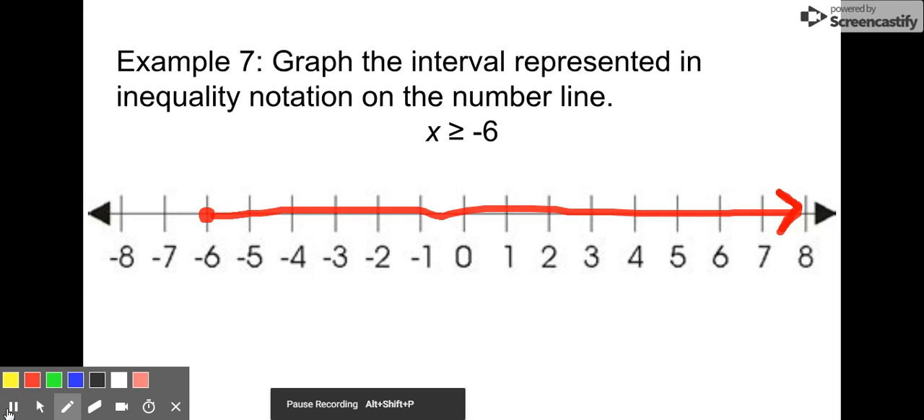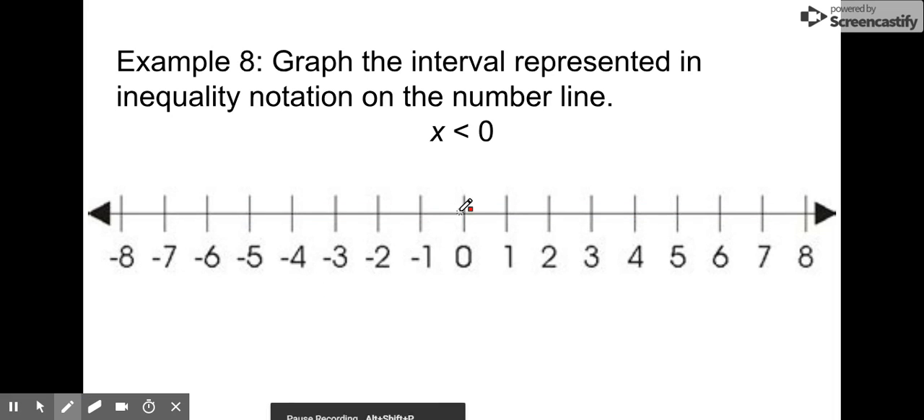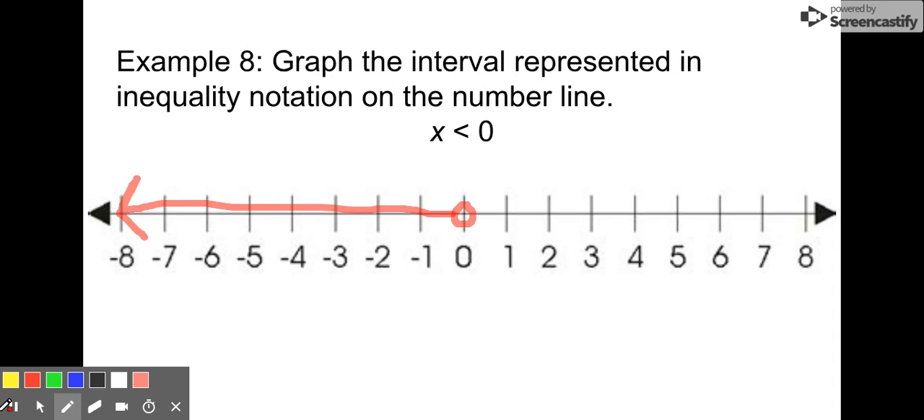Let's look at one more example. So this problem says x is less than 0. So we know that x cannot be 0, so we have to do an open circle. And we want an open circle around 0 to clarify. And we also want numbers that are smaller than 0. So we're going to go to the left because those are where the numbers smaller than 0 are. And that's basically how we deal with graphing inequalities with one variable that aren't compound inequalities.